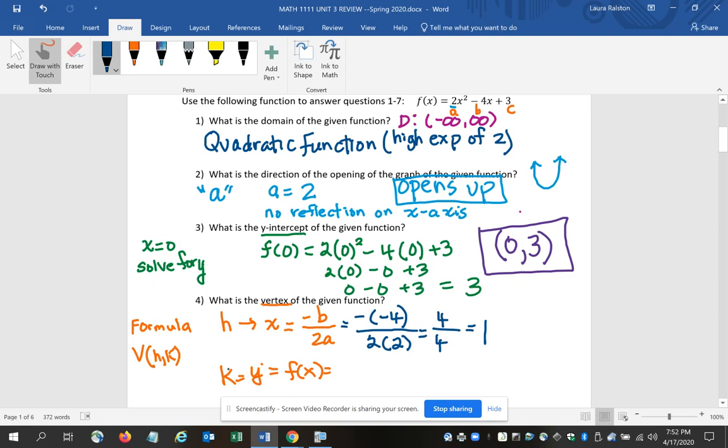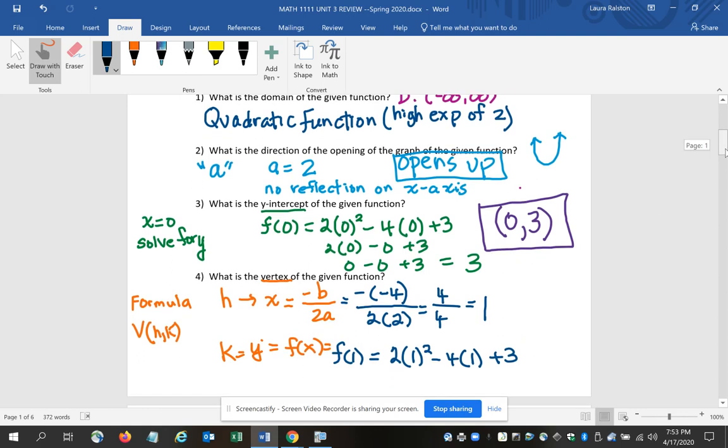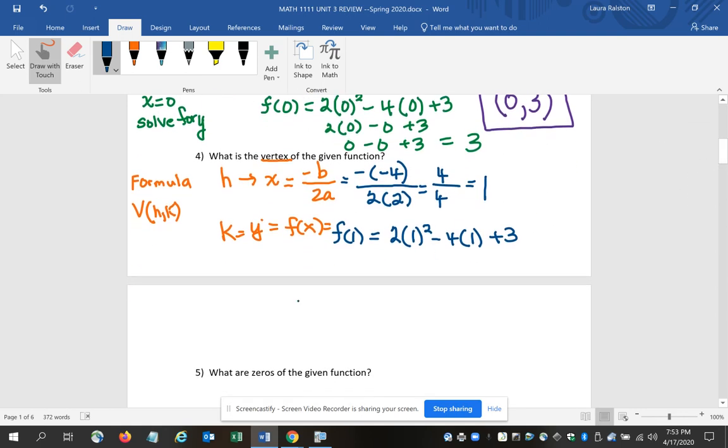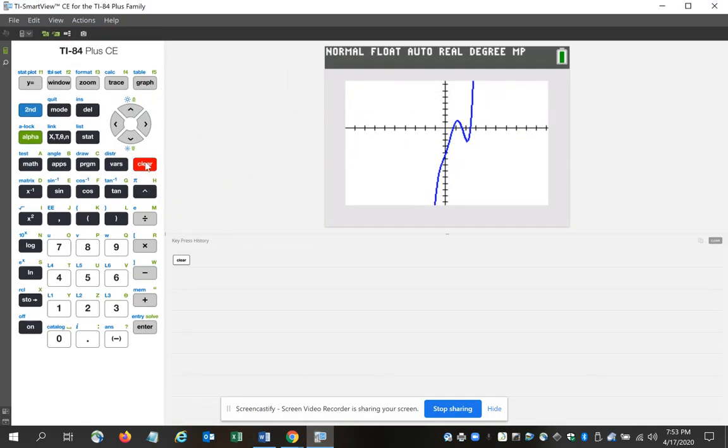So then I'm going to substitute 1 back into the original function. So I would have 2 times 1 squared minus 4 times 1 plus 3. And then I'm going to do the calculations. Now you can, if you'd like, pull out your calculator and do those calculations. I can pull my calculator up and show you how to do that.